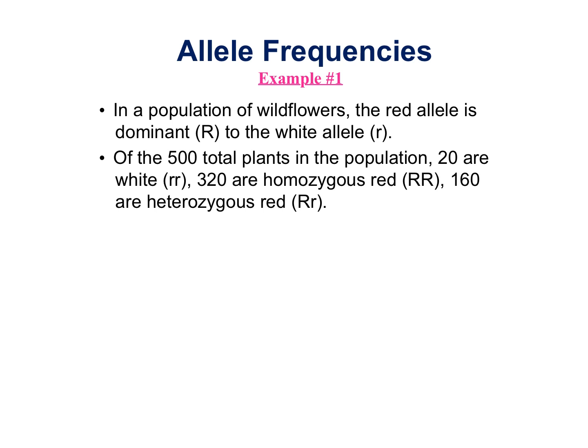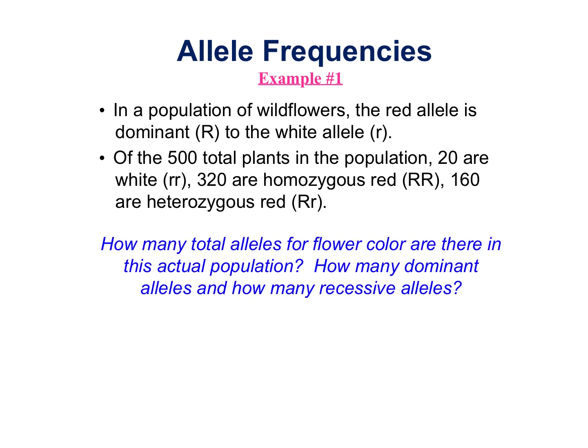So in our first example here, in a population of wildflowers, we have a red allele as big R and the white allele as little r. And so if we have 500 total plants in our population, 20 of those plants are little r white, and 320 of them are homozygous red. And if you remember, homo means same, so big R, big R, and 160 are heterozygous, and hetero means different, so big R, little r. So we now want to know how many total alleles for the flower color there are in this actual population, and how many dominant alleles and how many recessive alleles.